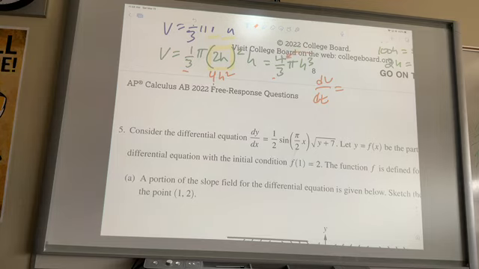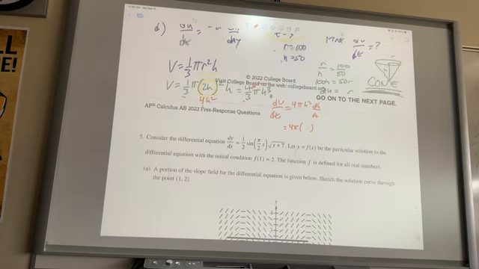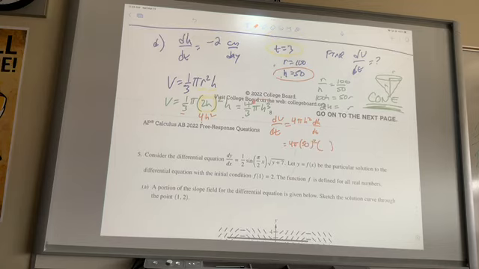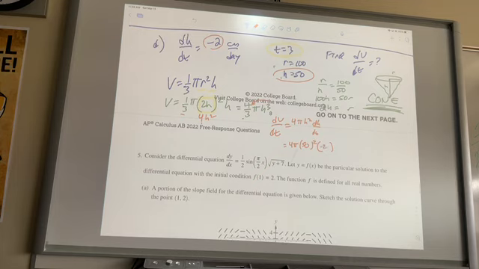3 comes down in front. This would be 4 pi h squared, 4 pi h squared dh/dt. I feel like I did this wrong. Okay, what's h? 50. That's worth 2. Well, what's dh/dt? Negative 2. Probably negative 2. Oh, negative 2.